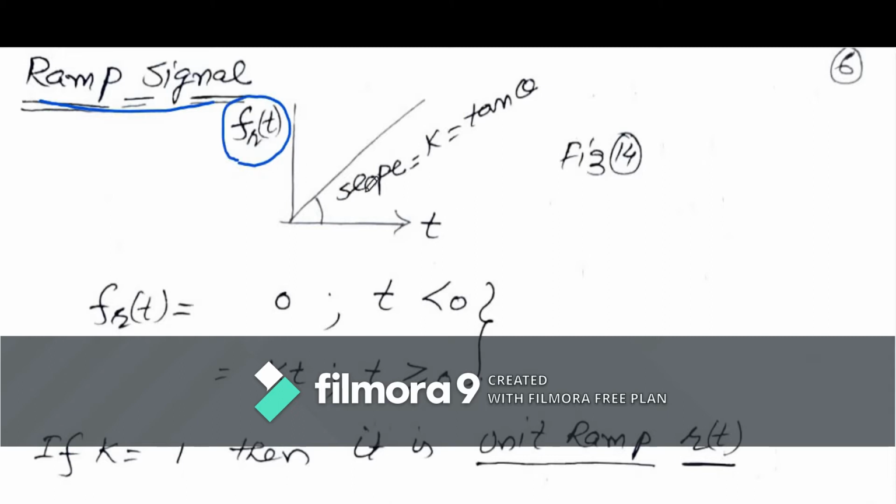K is the slope of this ramp signal. We all know that slope is represented with tangent theta. We can write Fr of t is equal to 0 for t less than or equal to 0, and its value is Kt for t greater than or equal to 0. For this part it is Kt, and before this it is 0, where K is the slope of this signal.